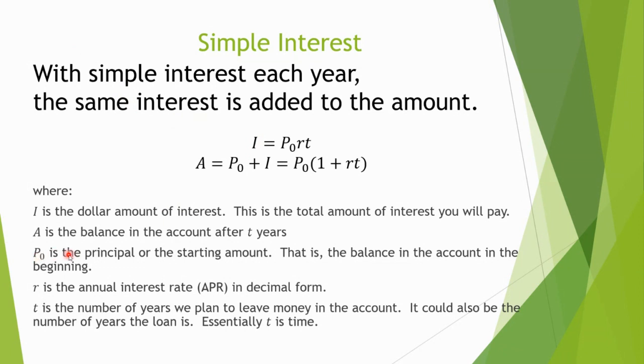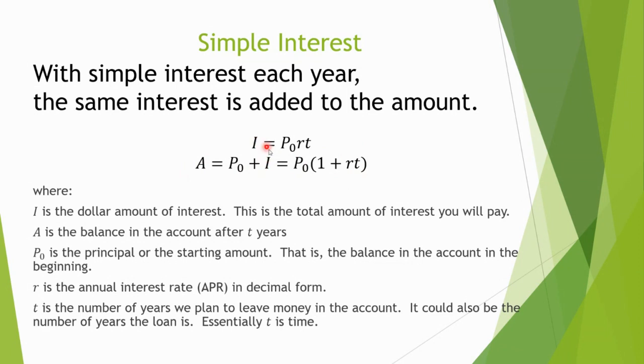P sub 0 is the principal, or the starting amount. R is the APR, which is basically for us our percentage. T is time. Okay? And then you can get the balance after that amount of time, which for us generally will be in years. The balance in the account will be P sub 0 plus I, which is P sub 0 times 1 plus R times T.